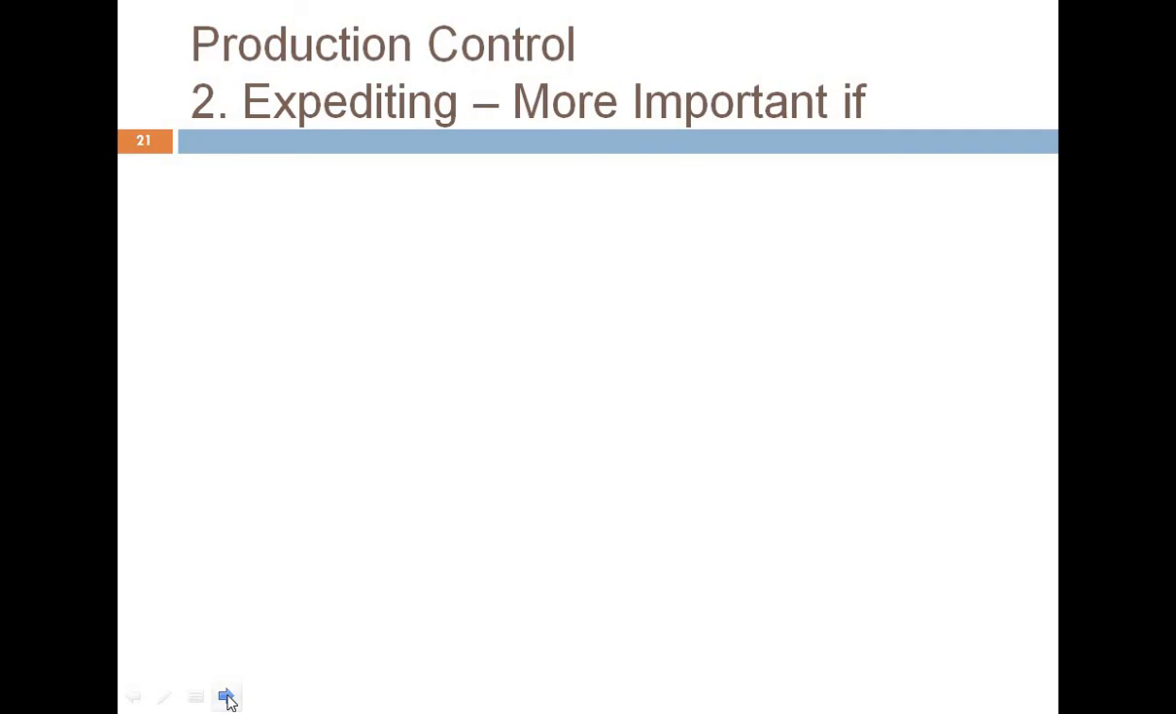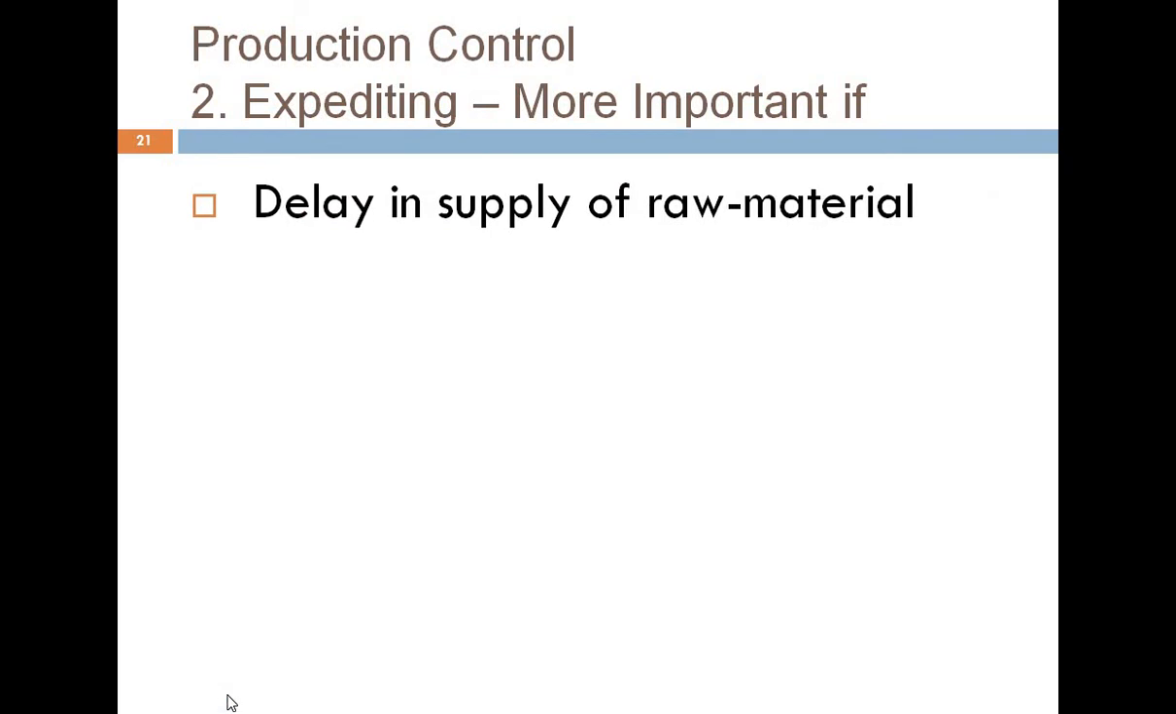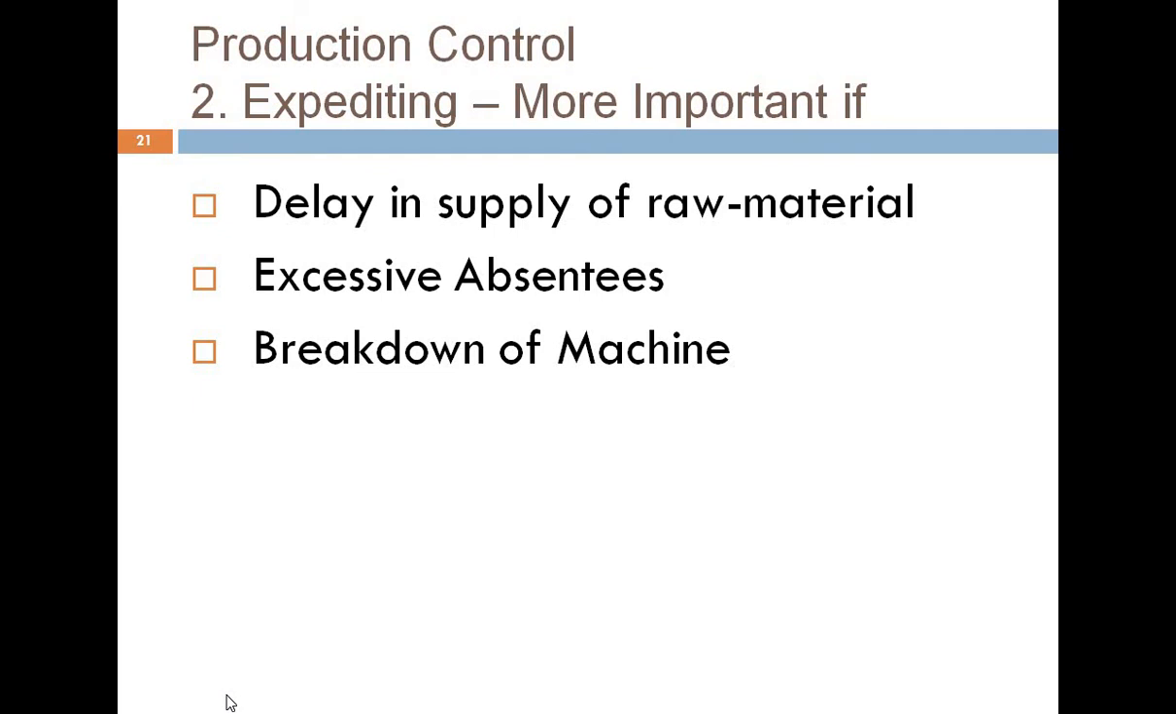Expediting or follow-up is an important and integral part, but it becomes more important if there is a delay in supply of raw material. If raw material has not been received at the shop floor, expediting becomes important. If people are absent because of an emergency, fewer people will not be able to give the required output on due dates. If any machine breaks down or has a fault, it can become a challenge to the production department. And if there is a change in specification, meaning there is a slight change in the requirement from the orders we previously received, then we need to expedite.